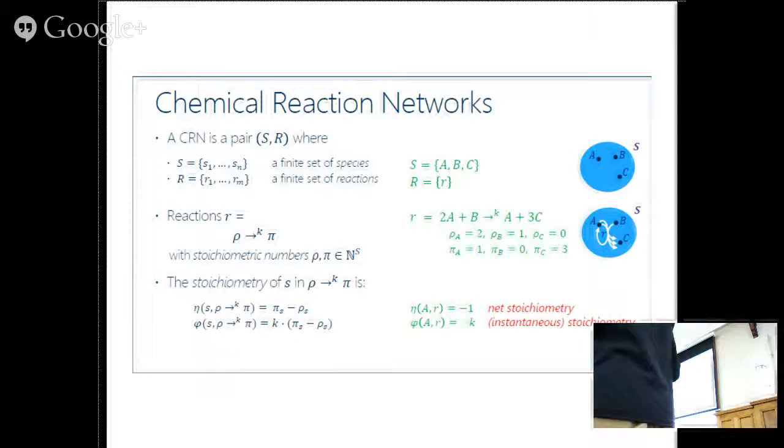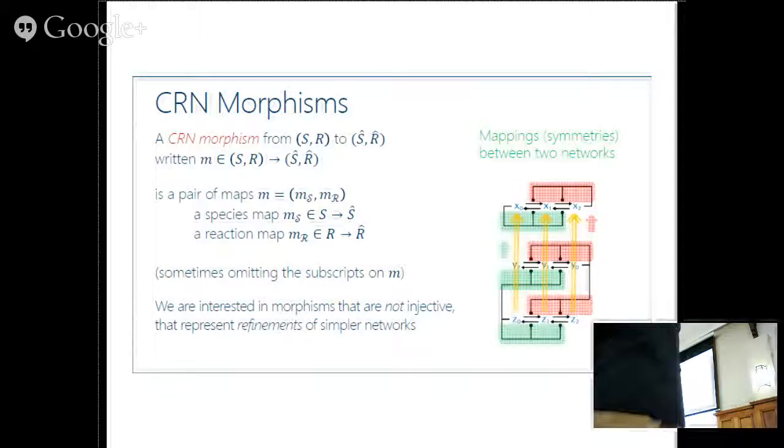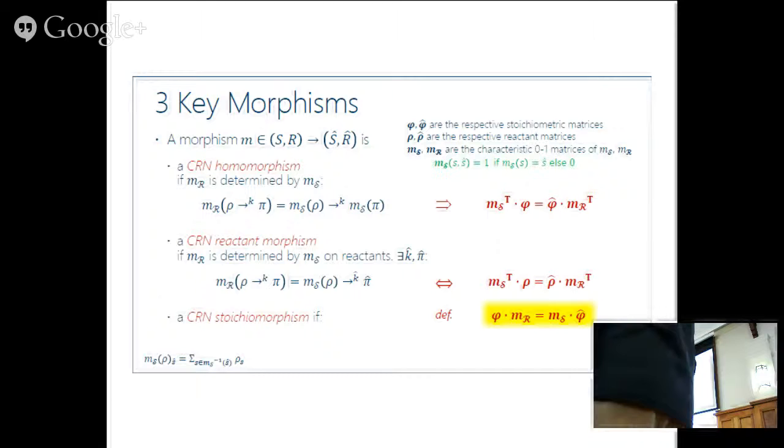So the way to formalize all that is to define morphisms between chemical reaction networks. That's in general just two maps, a map of species and a map of reactions, and they could do whatever they want in general. But in particular, you want to look at specific maps. And so there are three key morphisms. The first one is just the homomorphism. That means that when you map a reaction, you must obey the species mapping on both sides, and you also must preserve the rates.